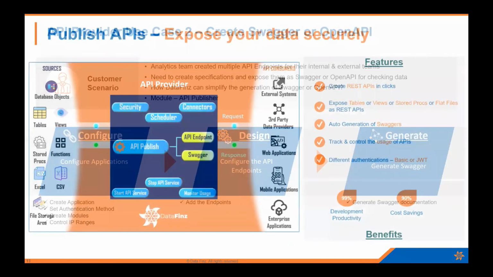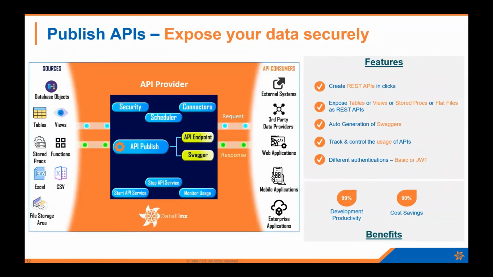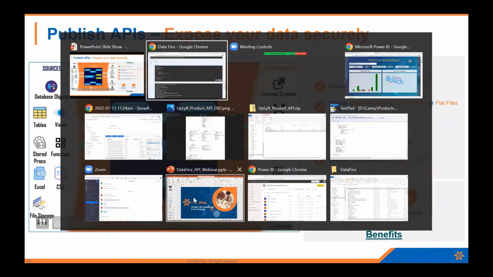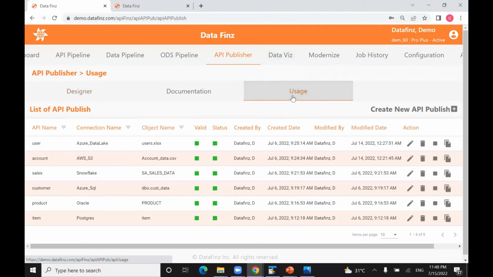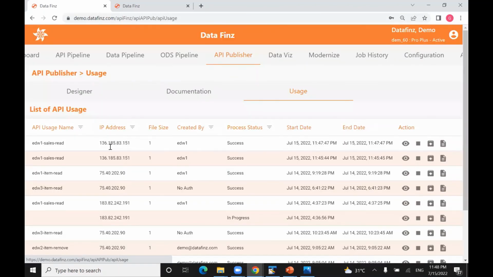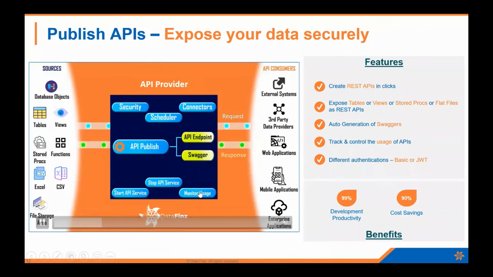So in a nutshell for the publish APIs, as an API provider, DataFinz is going to expose all your source systems as an API endpoint, and we also create the Swagger for that. We have features like start API service, stop API service, and monitor usage. And let me show the monitoring the usage part too. So we have here usage. So this will show all the queries which are hitting here. So right now we have checked on the ETW1 sales read. So that is coming here. I can view the complete information on that and what time it was hit and how much it took. All those information are recorded. So that's the monitor usage.